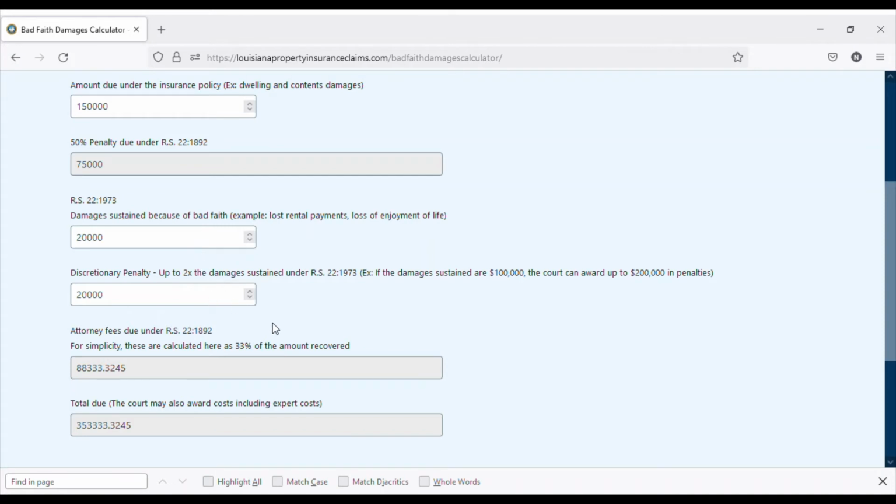However, for our purposes here, we're going to estimate it at 33%. That's a pretty common contingency amount in property damage cases, so that's what we did here. And as you can see, the amount of attorney's fees, and this is 33% of the totals above, is $88,333.32. This brings us to our total, which as you can see is $353,333.32. We started with policy damages of $150,000, so we have an increase of more than double the amount.